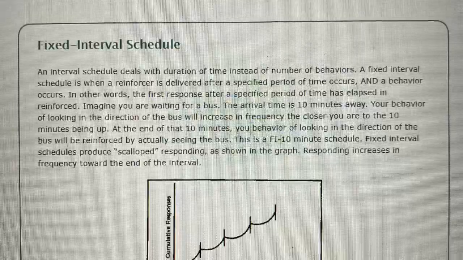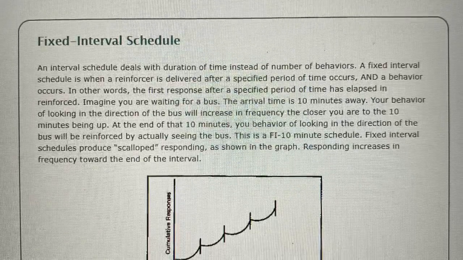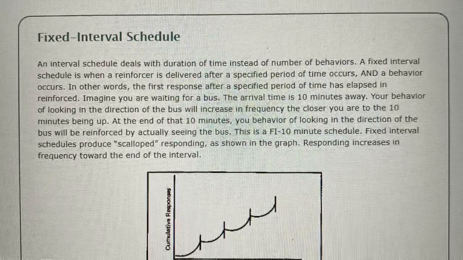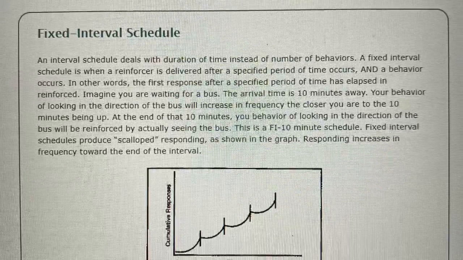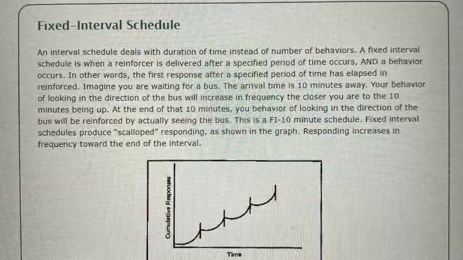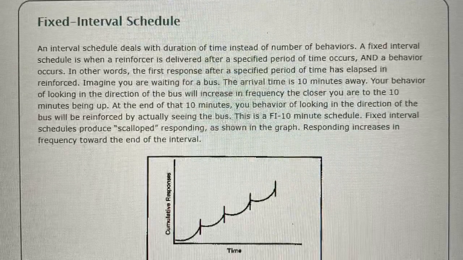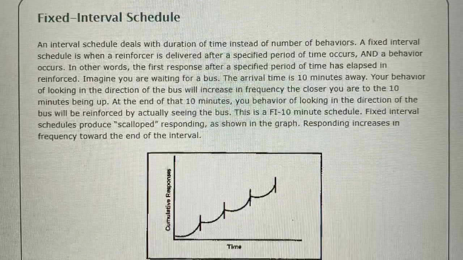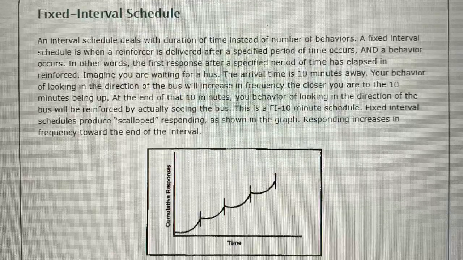Fixed interval schedule. An interval schedule deals with duration of time instead of number of behaviors. A fixed interval schedule is when a reinforcer is delivered after a specified period of time occurs and a behavior occurs. In other words, the first response after a specified time has elapsed is reinforced.